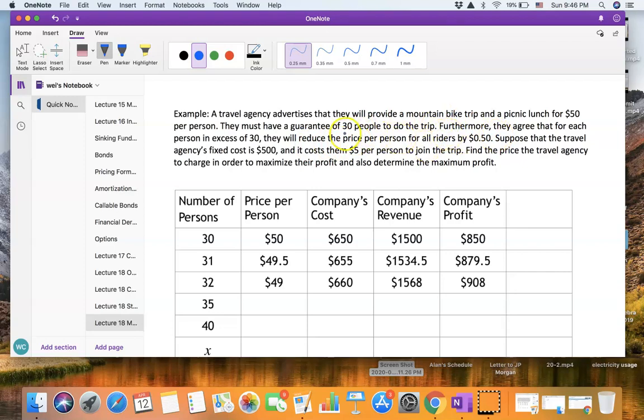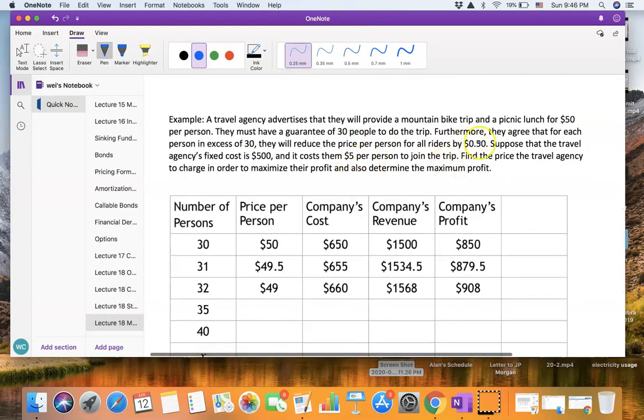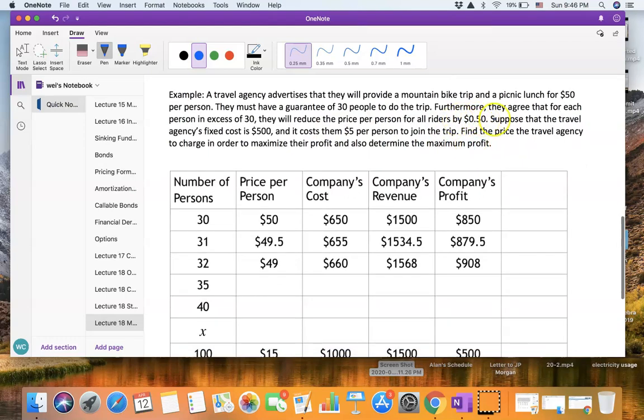And at this point, if there are 30 people, then for each person they charge $50. Okay. And the next sentence says they agree that for each person in excess of 30, they will reduce the price per person for all riders by 50 cents.